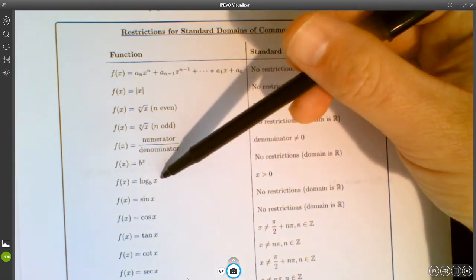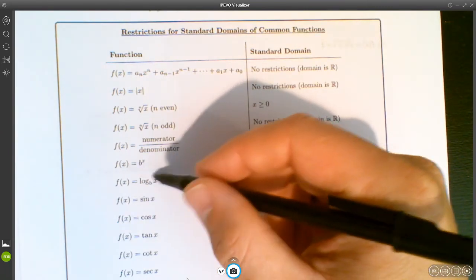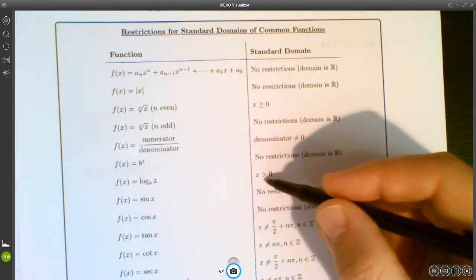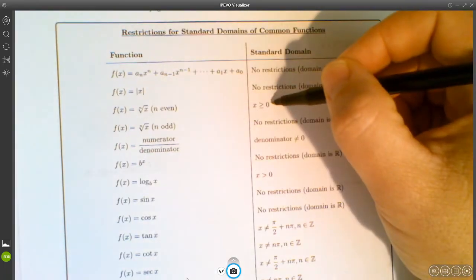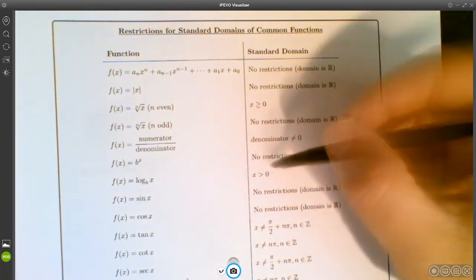But for logarithmic functions, remember that the argument here needs to be a positive number. So it can't be zero, and it can't be negative. X has to be strictly greater than zero. So notice that for a square root function, x can be zero. That's not a problem. But here, x can't even equal zero. It has to be strictly positive.